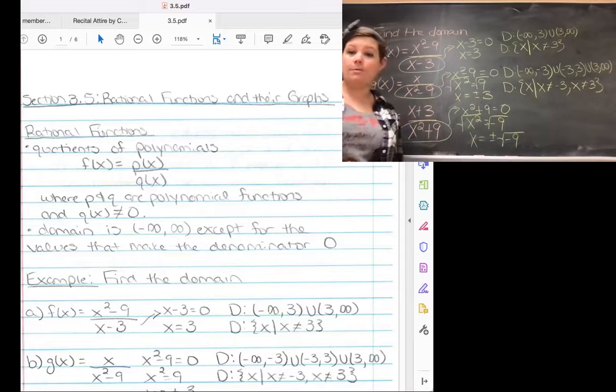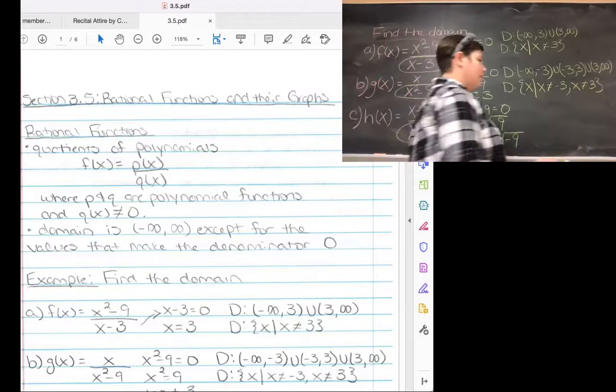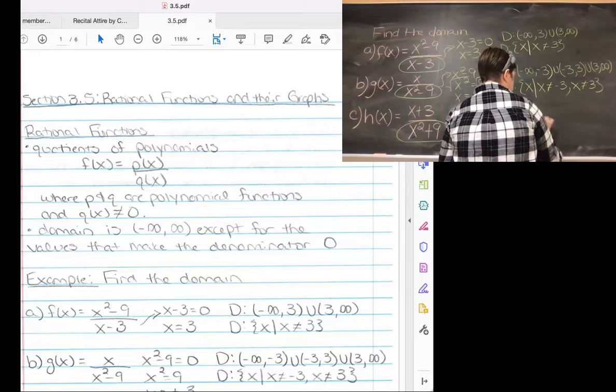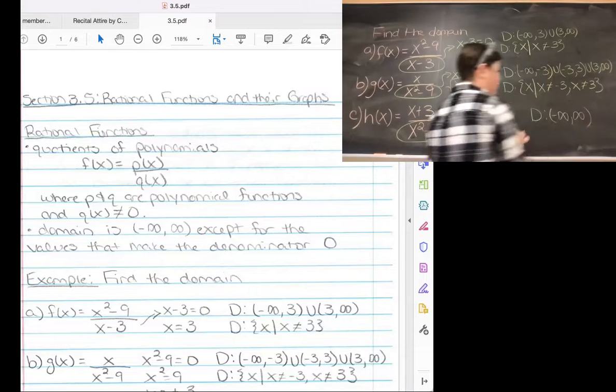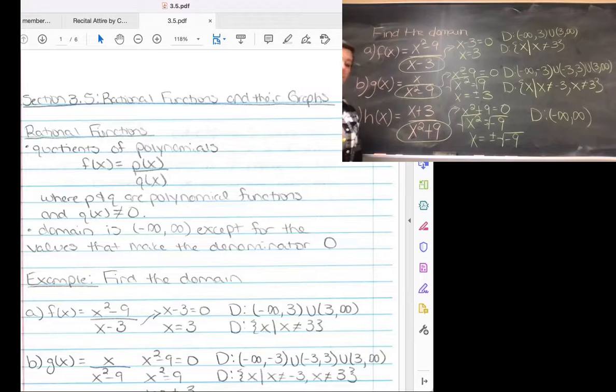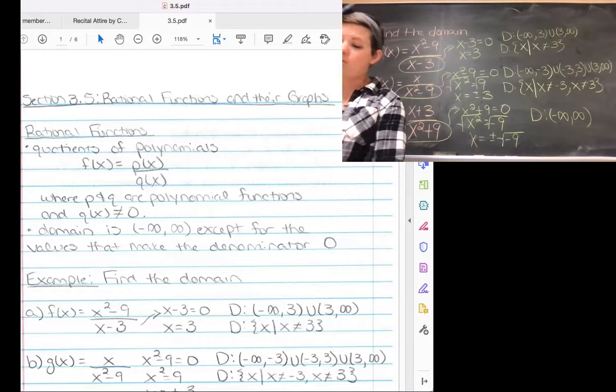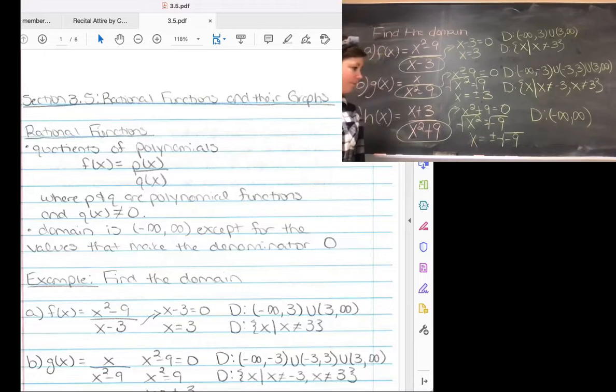So there's no trouble spots for this one. There's no way to get a 0 in the denominator. So your domain stays -infinity to +infinity. There's no trouble spots here, so there's nothing that we have to eliminate, and that's really nice.